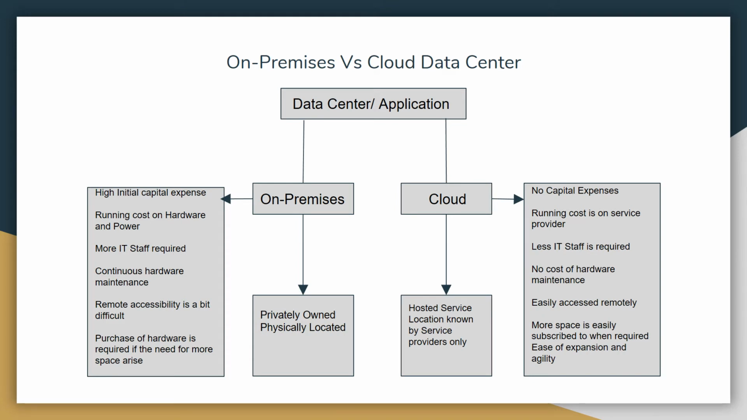On-premises versus cloud data center model. On-premises, the high initial capital expenses is an attribute. Running cost of hardware and power. More IT staff is always required. Continuous hardware maintenance. Remote accessibility is a bit difficult on-premises, and purchase of hardware is required if there is need for more expansion. It is privately owned and physically located in offices or maybe in a building.